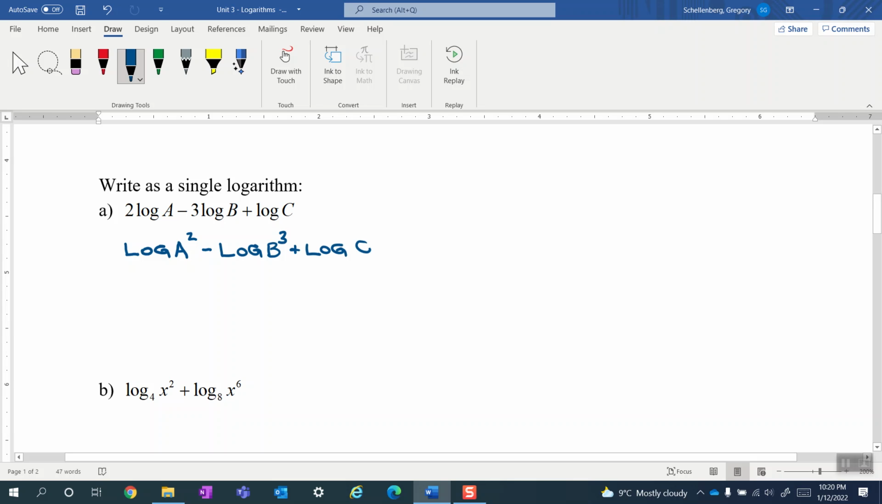We want to pay attention to which of our logarithms are positive and which are negative, and we can combine to a single logarithm. For the positive logarithms, the argument is going to comprise the numerator of our single logarithm. So we're going to have the log of a squared times c, all over b cubed, since the argument of our negative logarithm becomes the denominator in the argument of our single log. There we go.